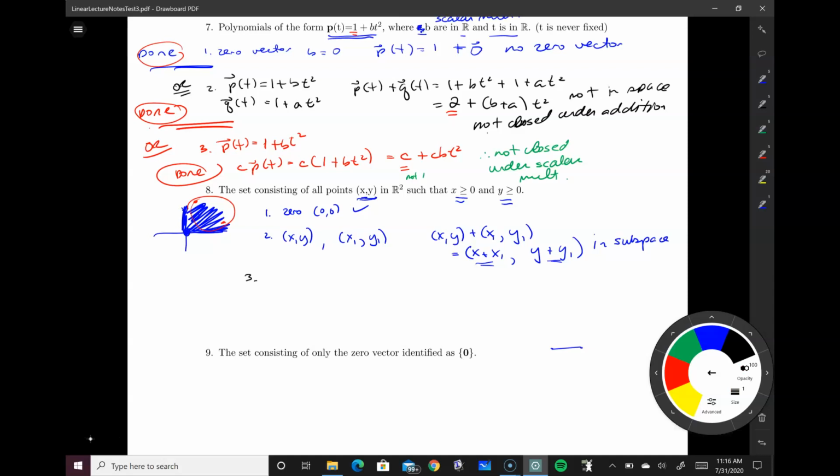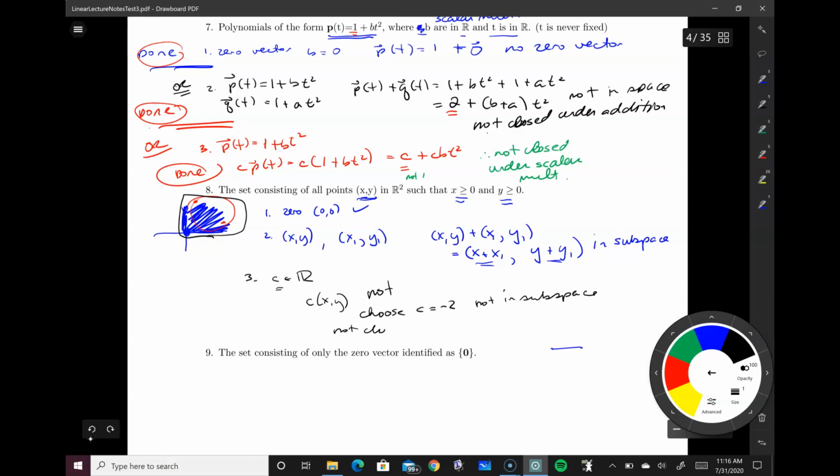All right, so now let's look at the third one. Is it true that if I take any real number, remember it can be any real number, and I multiply it times my xy that's in my subspace, that I stay here? No. If I choose c equaling -2, then it's not in the subspace. So it is not closed under scalar multiplication. So it's not a subspace.